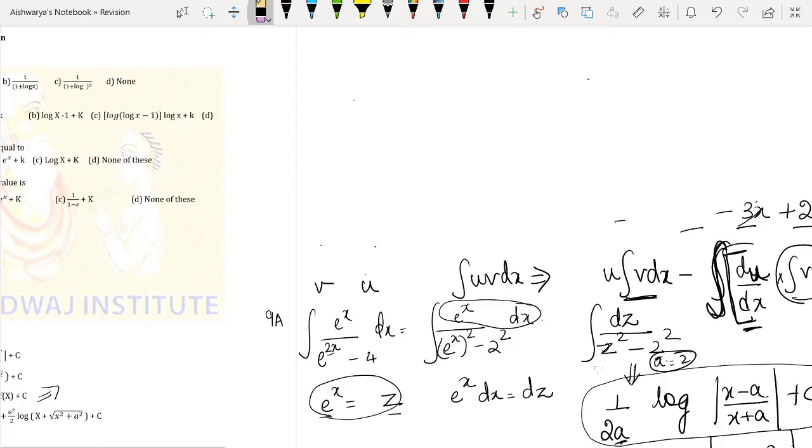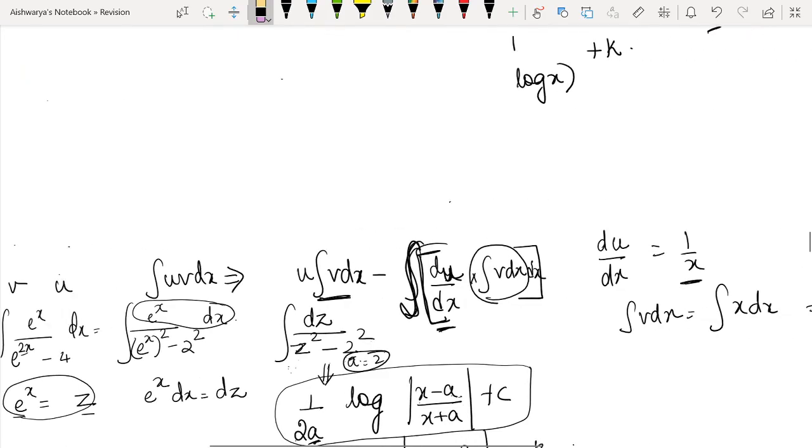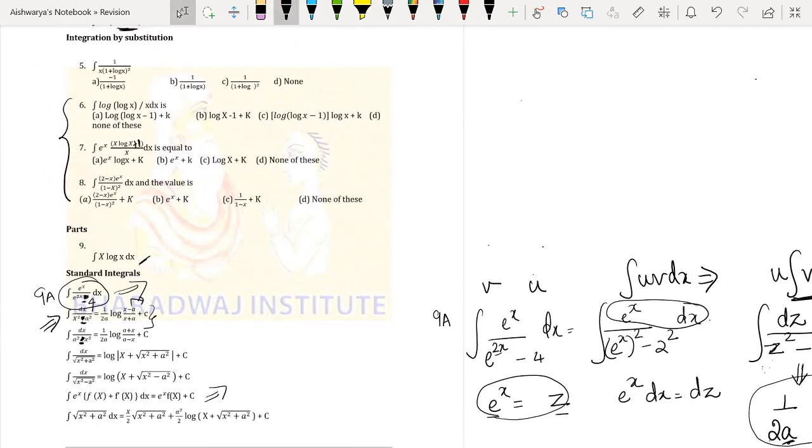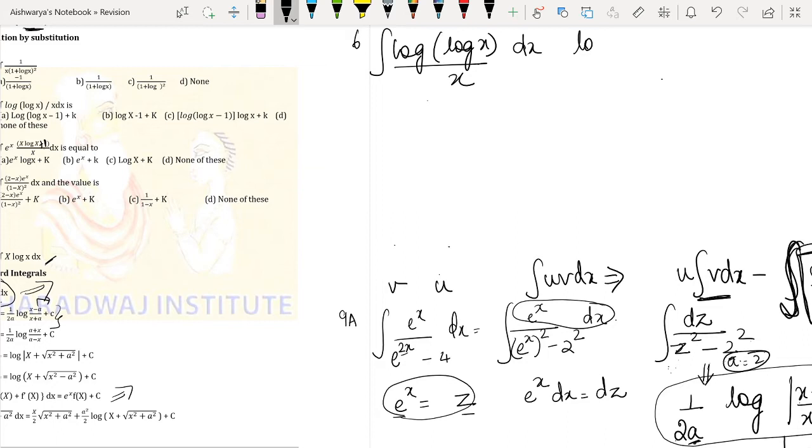Okay, so let me get into the next question. It is question number 6 here. It says integral of log of log x by x dx. Here I am going to substitute and say that log x is equal to z. So dx by x becomes dz. You have dx by x here, and that part should become dz.